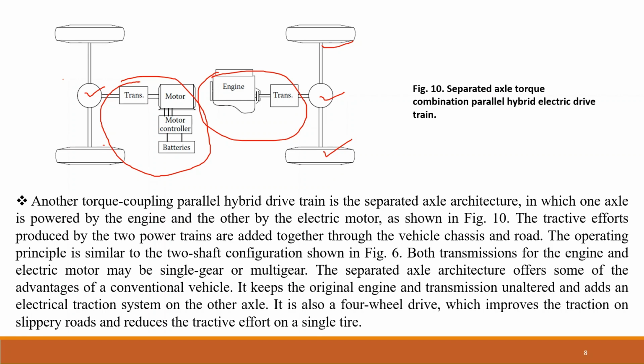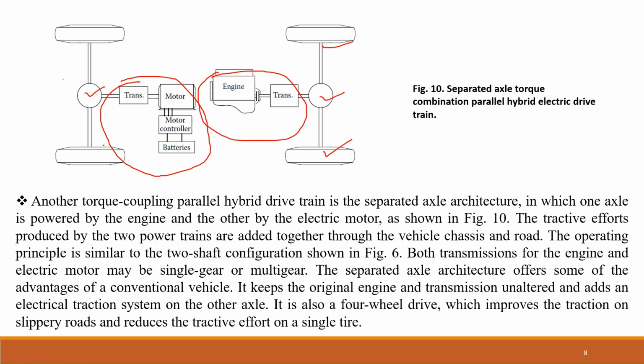And basically it's a four wheel drive, because as we can see, one axle has two wheels and the other axle has another two wheels, which improves the traction on slippery roads and reduces the tractive effort on a single tire. So the separate axle distributes the load so that the huge tractive effort does not fall on a single tire.